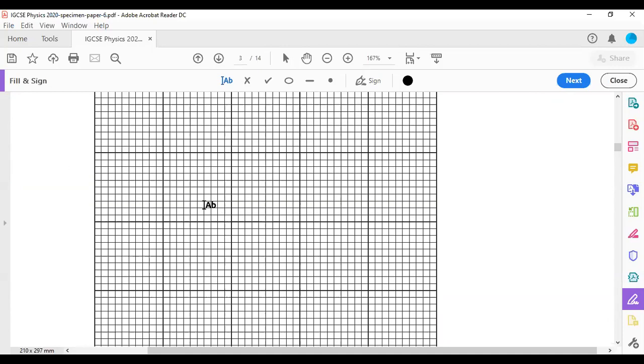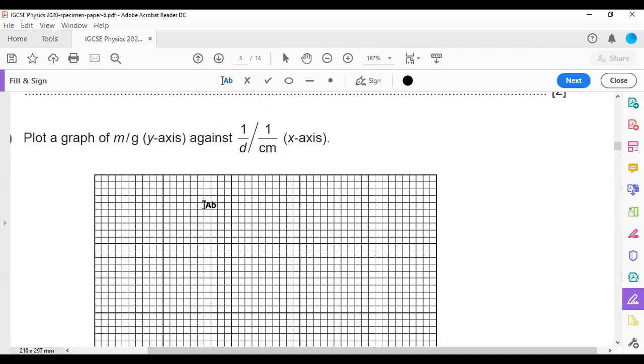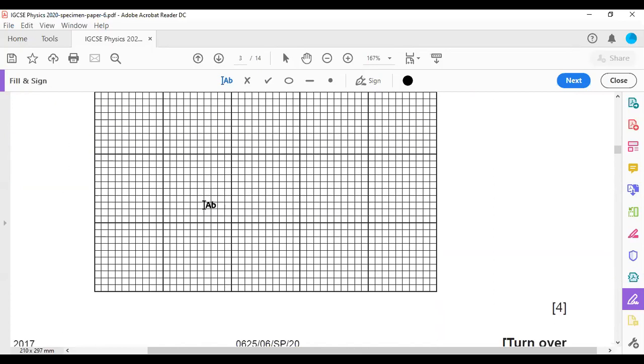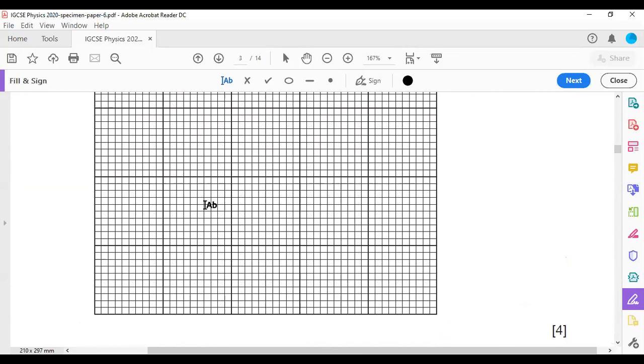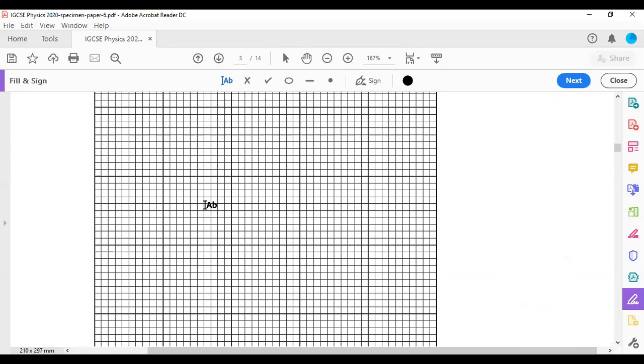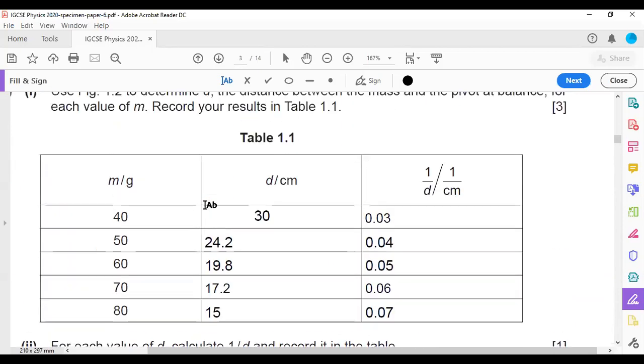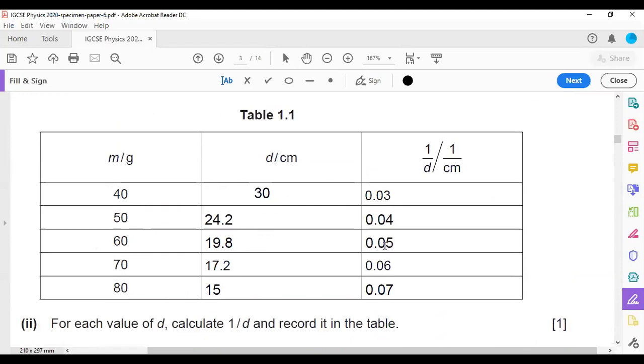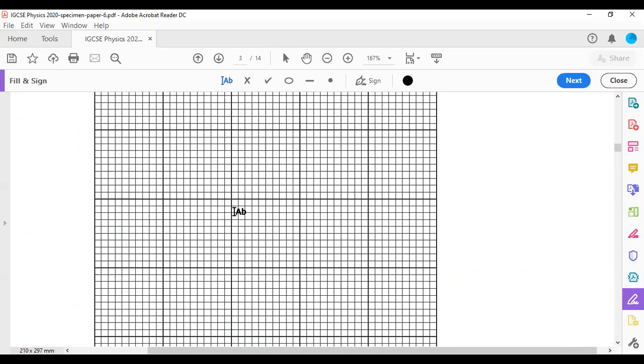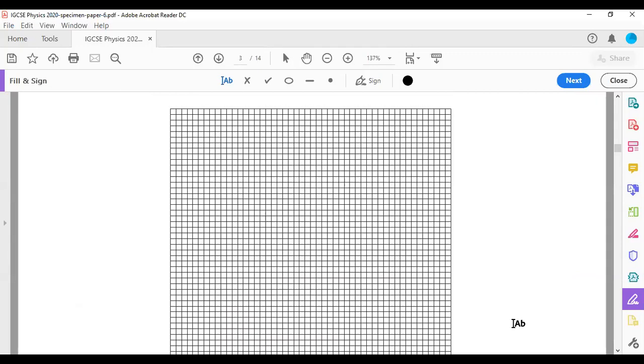Now they're asking us in this question here, plot a graph of M against 1 over d. So M on your y-axis and 1 over d on your x-axis. So we need to plot this graph here. Your values of M being 40, 50, 60, 70, 80, and 1 over d being 0.03, 0.04, 0.05, and so forth. Good, so we see how best we could.